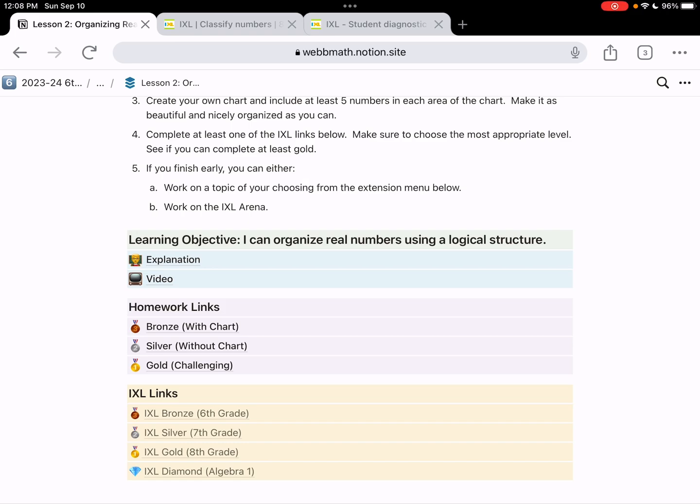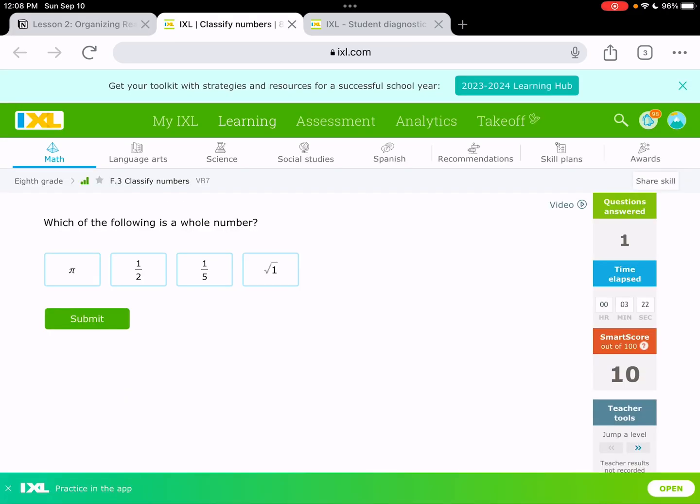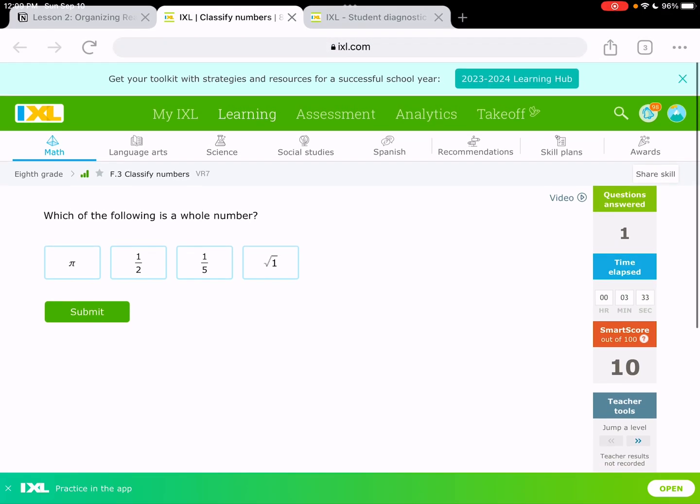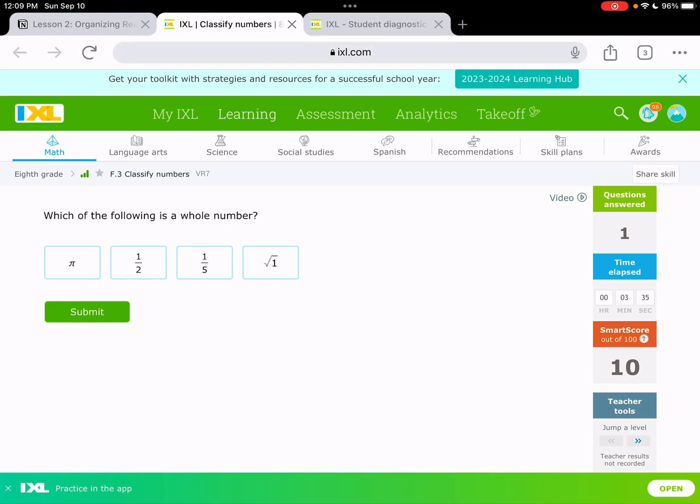So I'm going to go inside and this is what the screen looks like on IXL. So you can see on the right side of the screen, there's the questions answered, the SMART score. So the students are trying to work up to 100. 100 is the top score on that, and then they'll get a little trophy for saying that they completed each topic.